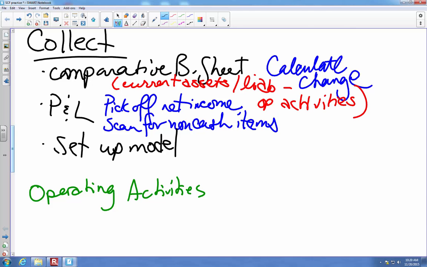Okay, let's start from the beginning. So I set up my title, cash flow from operating activities. What's the first thing that goes under it? Net income or loss. Did we get that far in the model? Okay, go ahead and put that down then under operating activities. Okay, we set up the model. That's where you left, Jeannie. We set up the model.